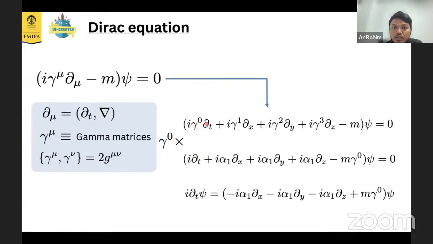So gamma 0 squared equals 1, the actual expression is the identity matrix, and gamma 0 gamma 1 equals alpha 1, and gamma 0 gamma 2 equals alpha 2, gamma 0 gamma 3 equals alpha 3 minus m gamma 0 c. And sometimes we write gamma 0 here as beta.